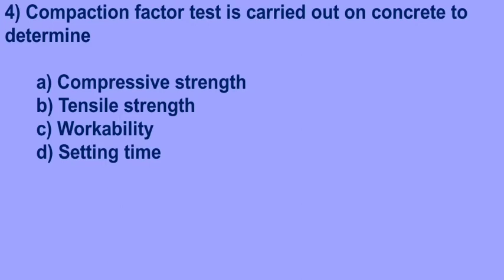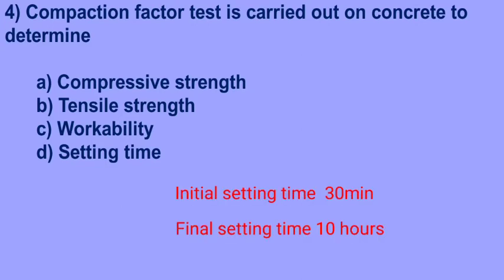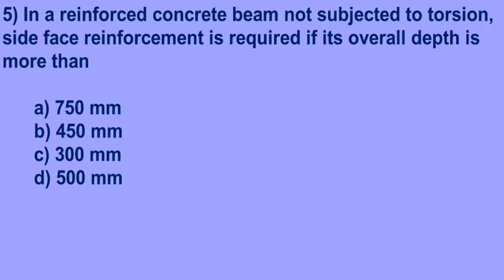Now, the next option is setting time. We know that setting time of cement can be measured using the normal consistency test, that is, the Vicat apparatus test. The initial setting time should not be less than 30 minutes, and the final setting time should not be more than 10 hours. Let us move to the next question.